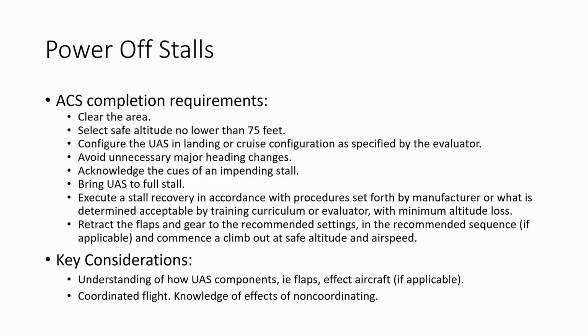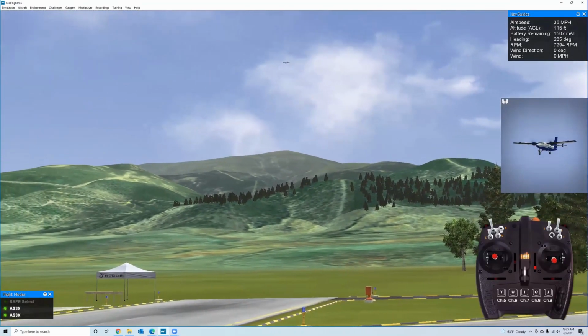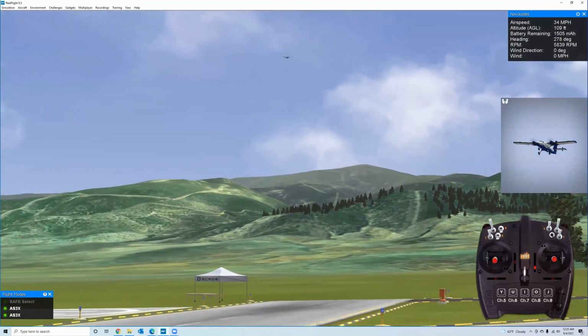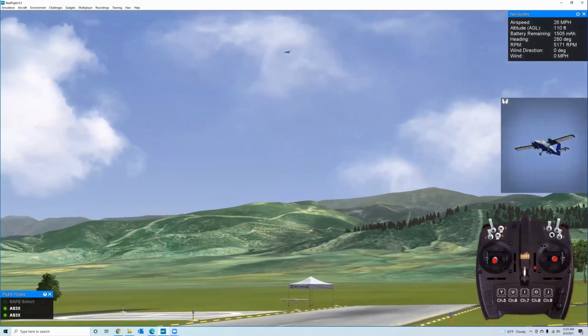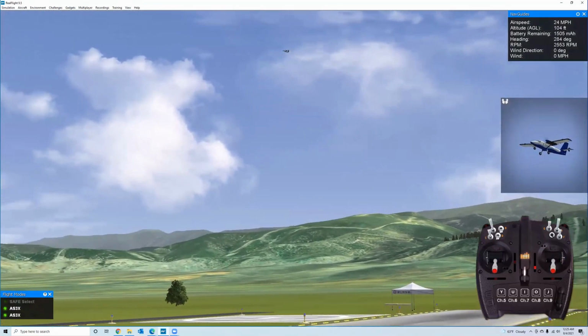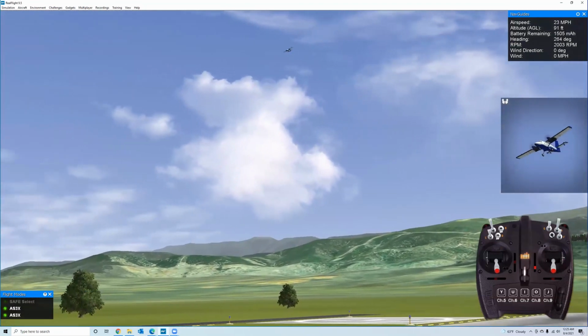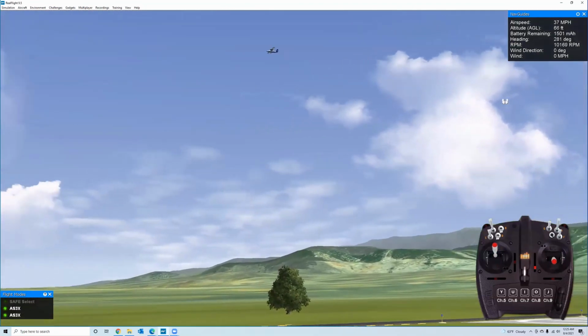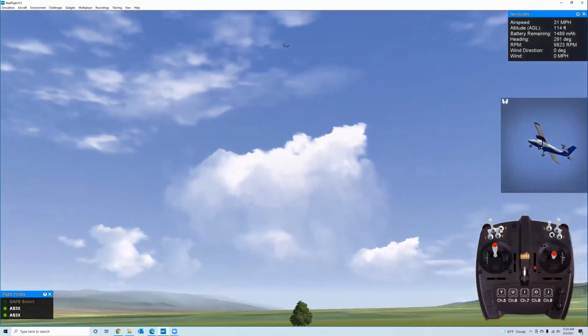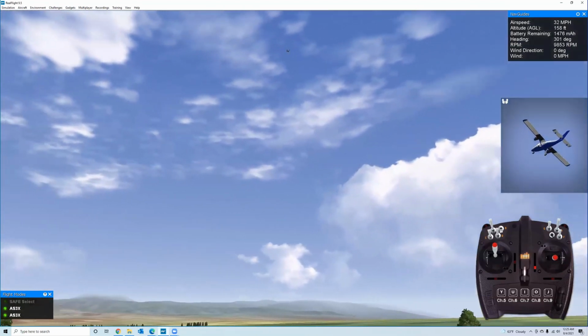The next maneuver we're going to talk about is power off stalls. As you can see here, we're entering the power off stall from right to left. Power is being reduced, flaps are being added, and back pressure on the right stick is required to hold altitude. More and more back pressure is required until the stall breaks, at which point the right stick is released, the nose is pointed down, full power is added, and the climb out is initiated.